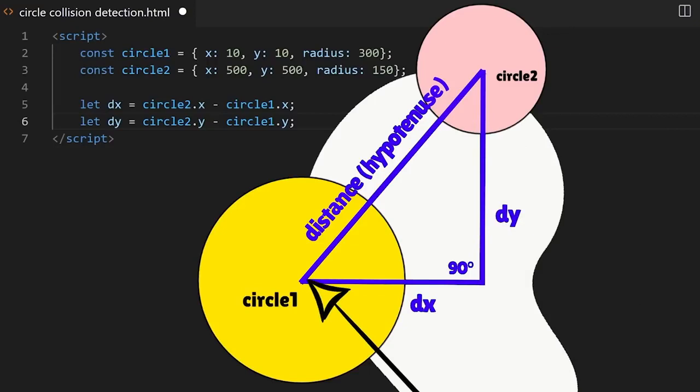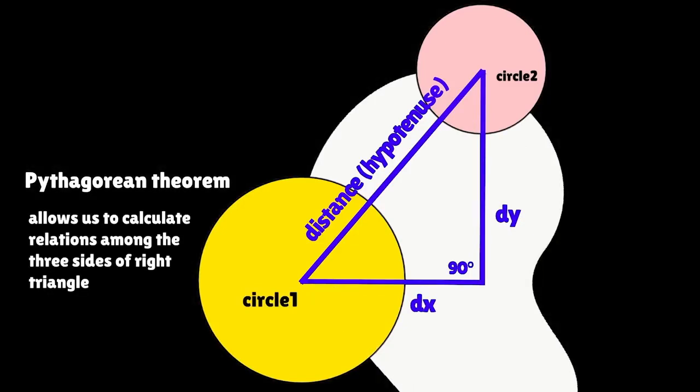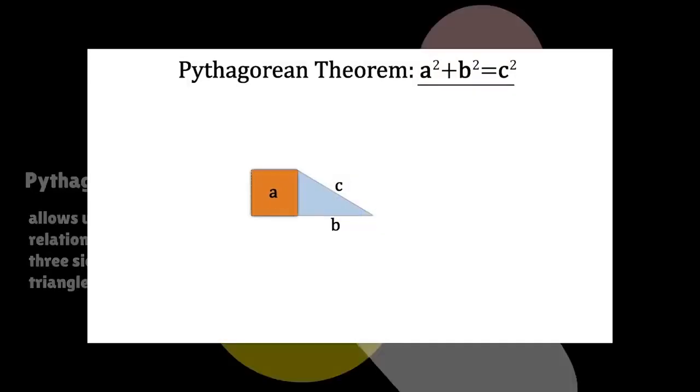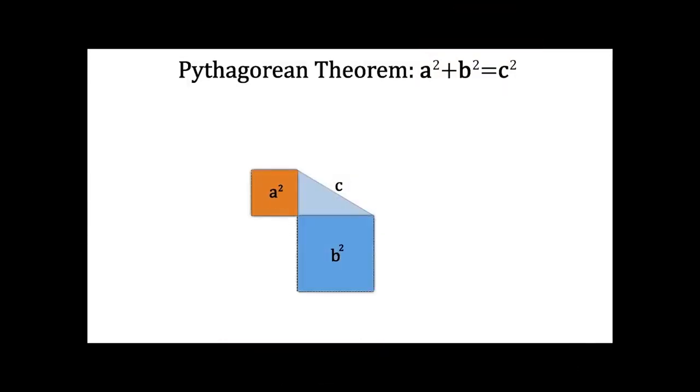We can achieve that easily with Pythagorean theorem. It allows us to calculate relations among the 3 sides of a right triangle. Imagine we draw squares on top of each line like this. Pythagorean theorem tells us that the sum of the areas of the 2 squares around the right angle equals the area of the square on the hypotenuse. c squared is equal to a squared plus b squared. That means c is square root of a squared plus b squared. If you want to know why this is true, check out Radu's video. I will link it in the video description.